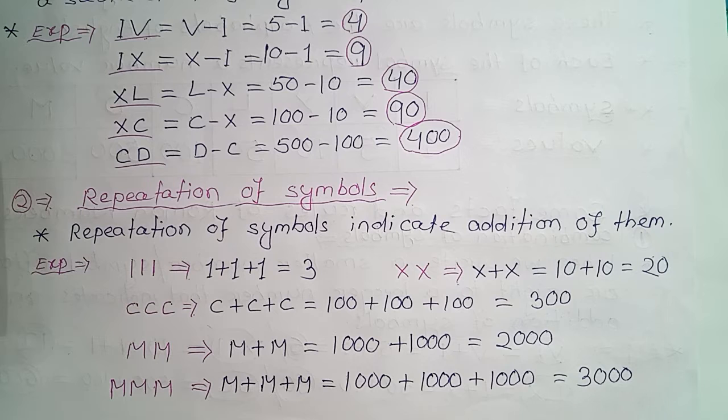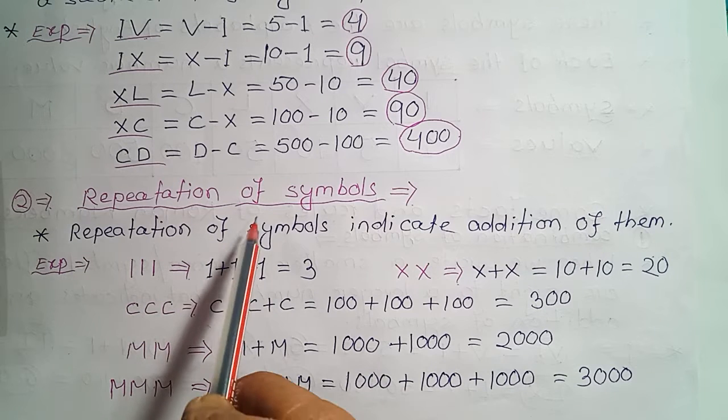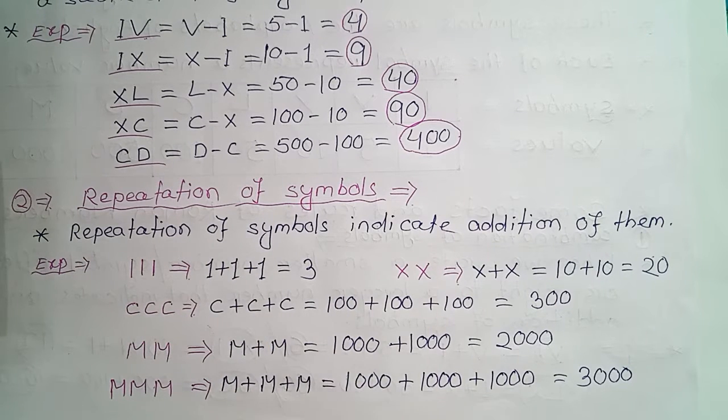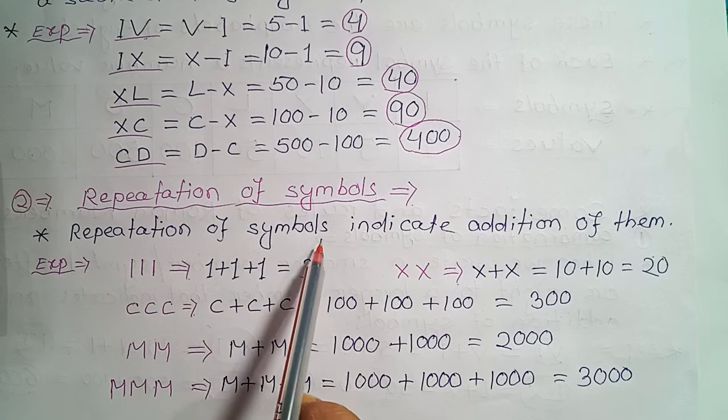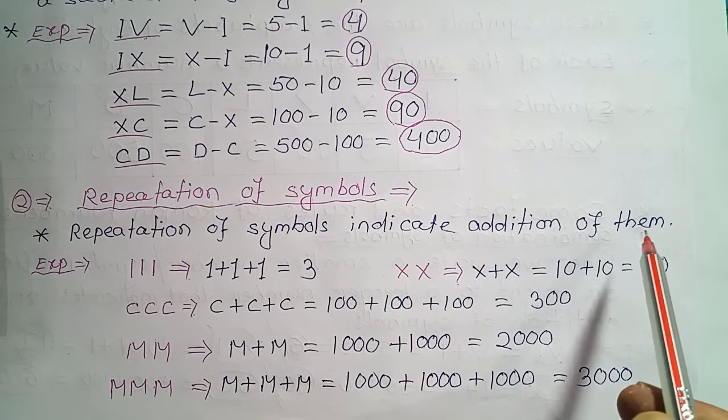Now, the second rule is repetition of symbols. Repetition, repeating it. Repetition of symbols indicates addition of them.